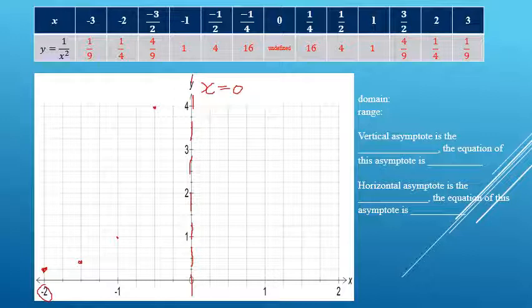All right, so if we go over to the positive values of x now, when x is a quarter, y is 16. I can't plot that point on this grid. When x is a half, y is 4. I can plot that point. That's this point up here.